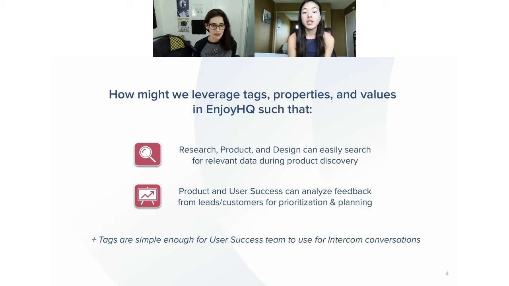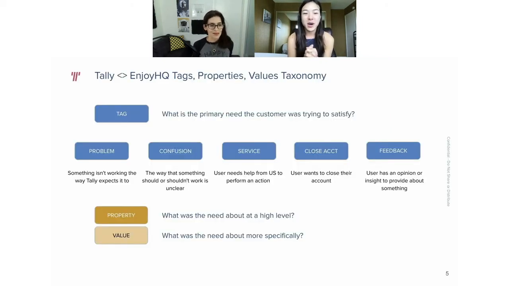We also had one main constraint that we wanted to address for our taxonomy, which was we wanted our tags to be simple enough for our user success team to be able to leverage them in Intercom conversations. They're going to be using the exact same tags that we have in Enjoy HQ within Intercom when they're replying to customers. Next slide. Cool. So here is our taxonomy, and Eloise will have to tell me how we did.